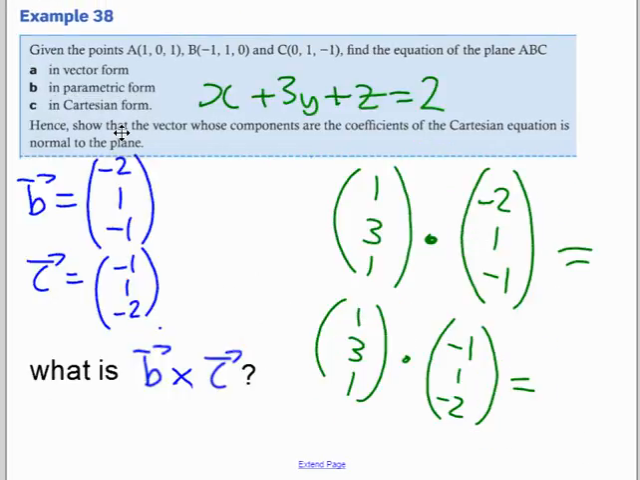And hence show that the vector whose components are the coefficients of the Cartesian equation is normal to the plane. Well, here's the Cartesian form. I'll let you finish this. 1, 3, 1 are the coefficients. I'll let you figure out what is the scalar product there and what that means about this question. And also see if you can figure this out. What is B cross C? You may find a relationship between B cross C and this equation. Okay.